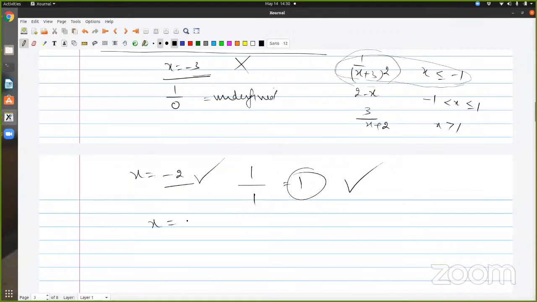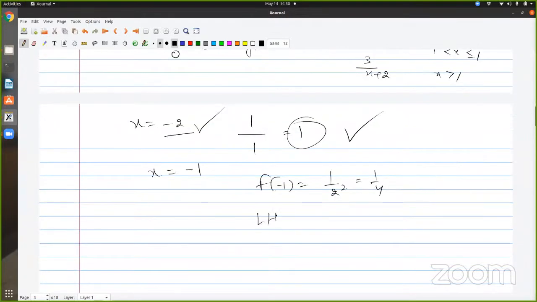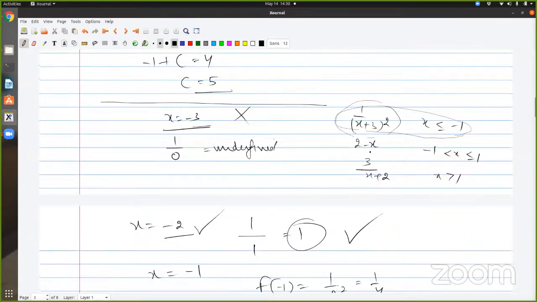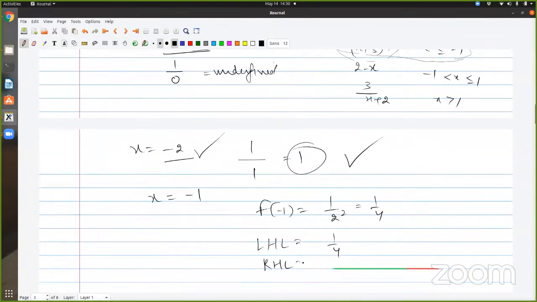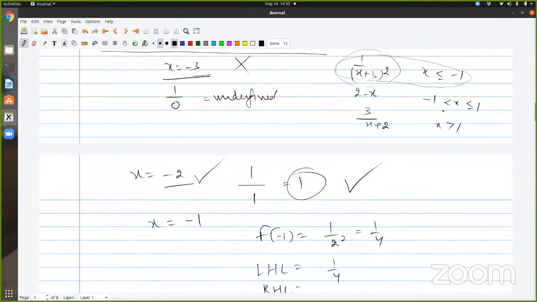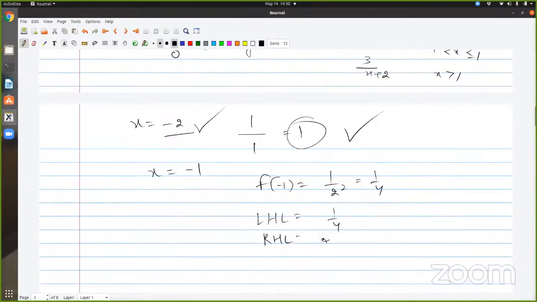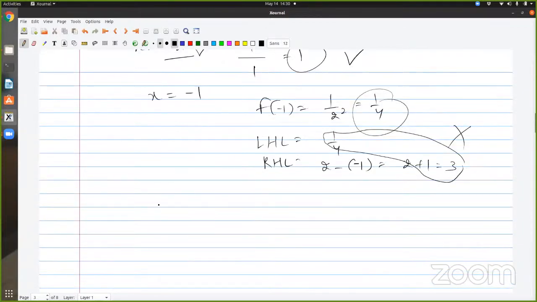Next point to check is x is equal to -1. This equation will hold. f of -1 will be equal to 1 by 2 square, which is 1 by 4. Now the left hand limit, x less than or equal to -1, will also be 1 by 4, correct? The same equation will be used. And the right hand limit, x greater than -1, uses 2 minus x, 2 minus -1, which is 2 plus 1, which is 3. Now these three things are not the same, so the function is not continuous at x is equal to -1.